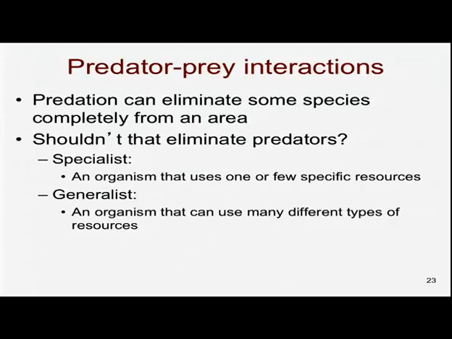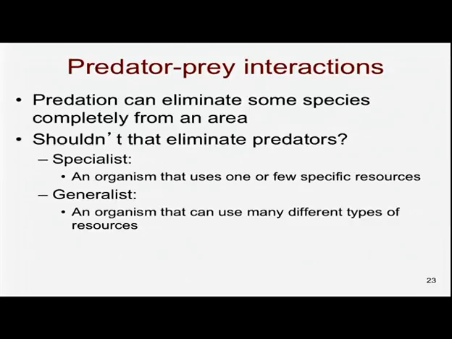But since they are a specialist, they're really good at catching that one species. Right? Rabbits, when they run, they have a huge ability to maneuver. Right? Whereas most predators running fast can run in a straight line pretty fast, but they can't do that maneuvering. Right? So to catch rabbits, you have to be pretty good at maneuvering.